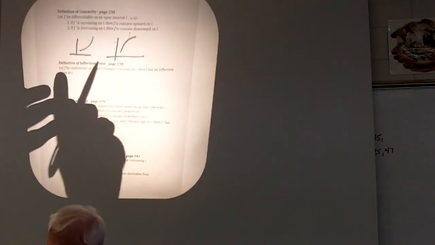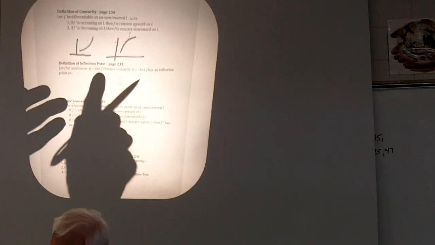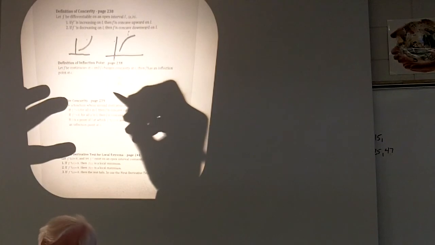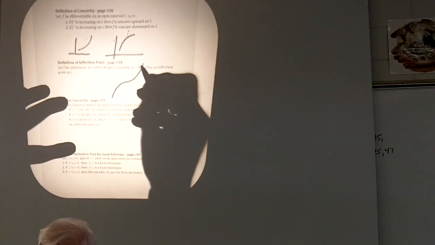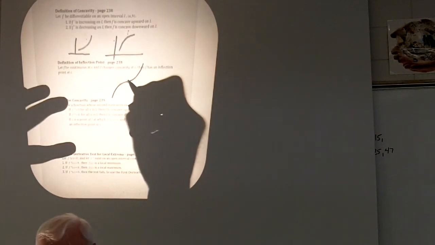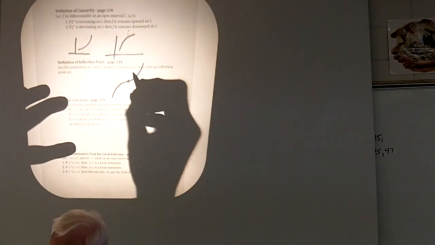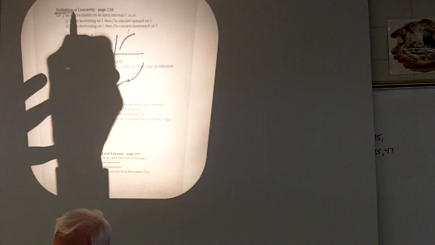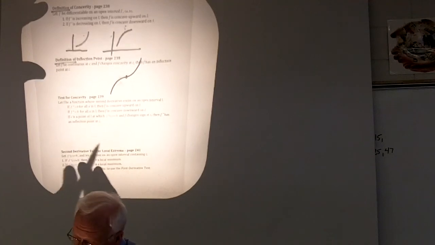Now, look what it says here. Let f be continuous at c, and f changes concavity at c. What does that mean? It goes like this, and then it comes up like this. That could be a zero of the first derivative, it could be a critical point. But this is concave down and that's concave up. You get that idea. Now notice this is a definition and this is a definition, and in your book, I think these are both in one package.